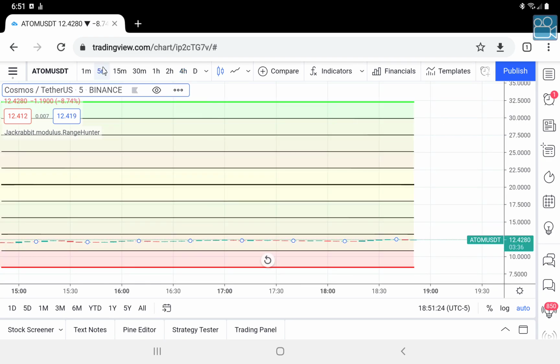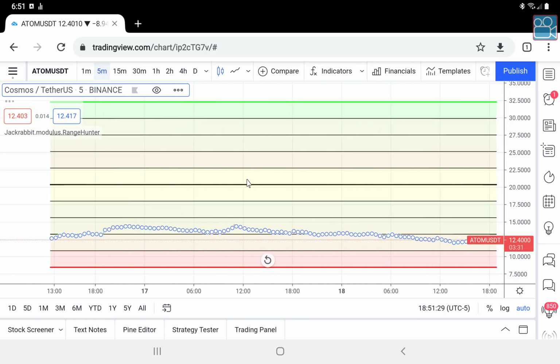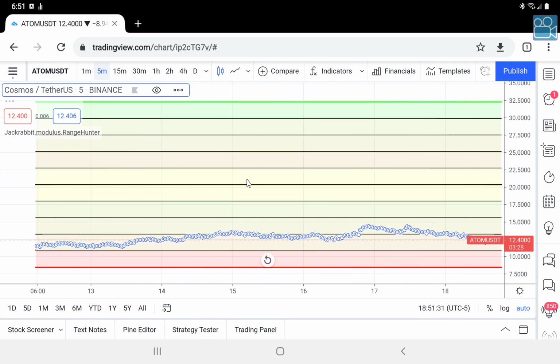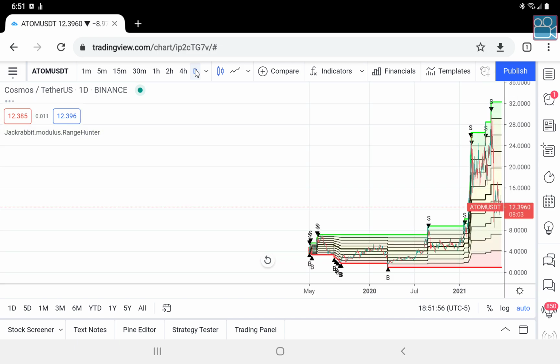Range Hunter will work in any time frame, but smaller time frames won't show as much volatility. And with Range Hunter, a healthy market always gravitates towards its median. An unhealthy market will go in one direction or the other. Now, crypto doesn't really show it very well.